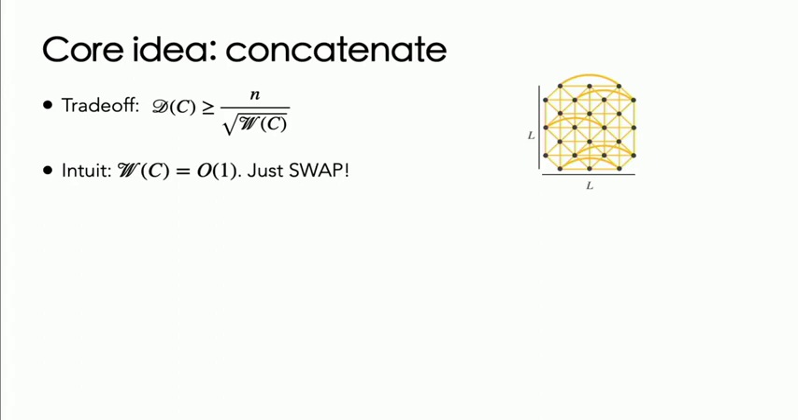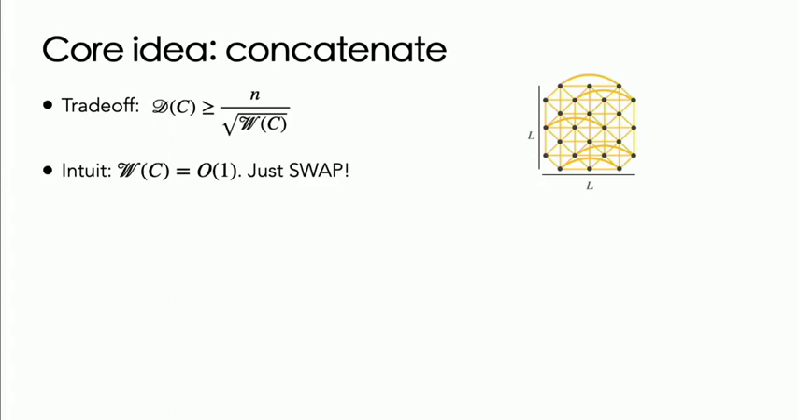Okay, so we have this L by L grid, right? And we've already mentioned that a constant fraction of our qubits have to talk to qubits that are potentially on the other side of the lattice. How are we going to perform the circuit to saturate this bound?